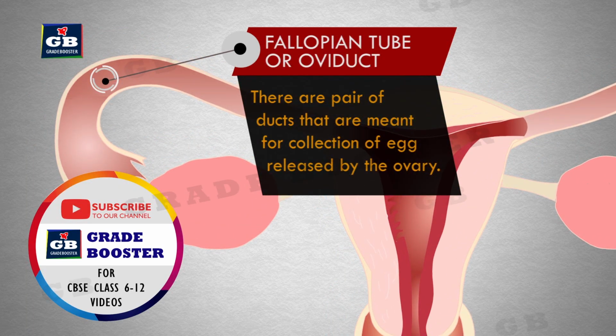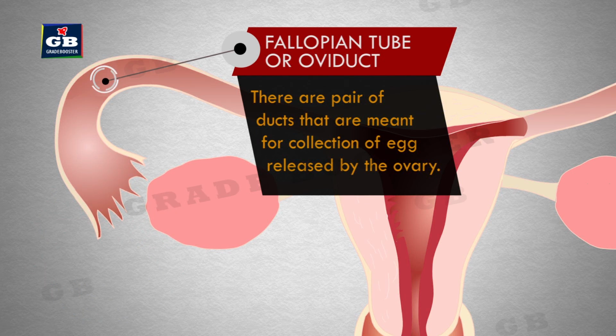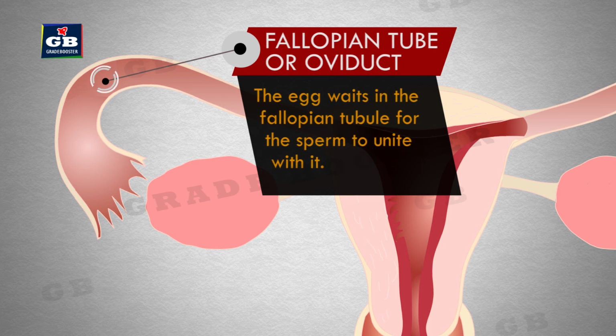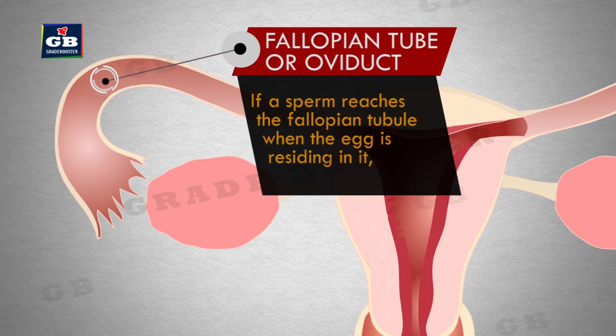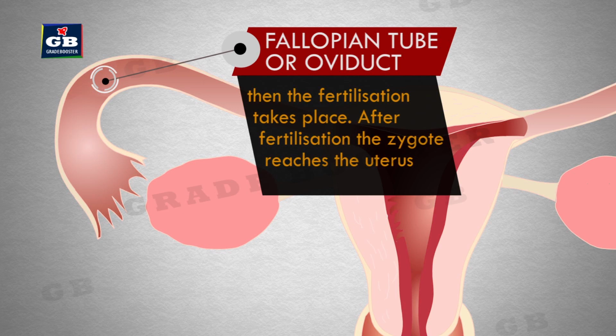Fallopian tube or oviduct. There are a pair of ducts that are meant for collection of egg released by the ovary. The egg waits in the fallopian tubule for the sperm to unite with it. If a sperm reaches the fallopian tubule when the egg is residing in it, then the fertilization takes place.